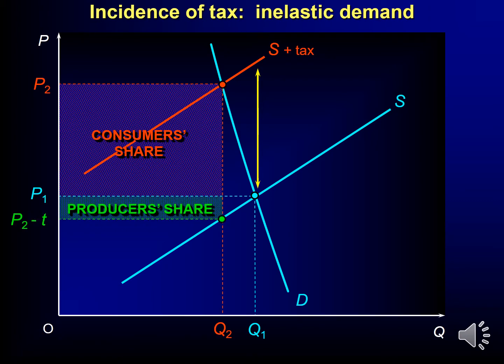The rest must come from the producer. But here it's quite small. Now, because consumers aren't that sensitive to price, when it's price inelastic, we can see that a large proportion of the tax has been passed on to the consumer in terms of higher prices.